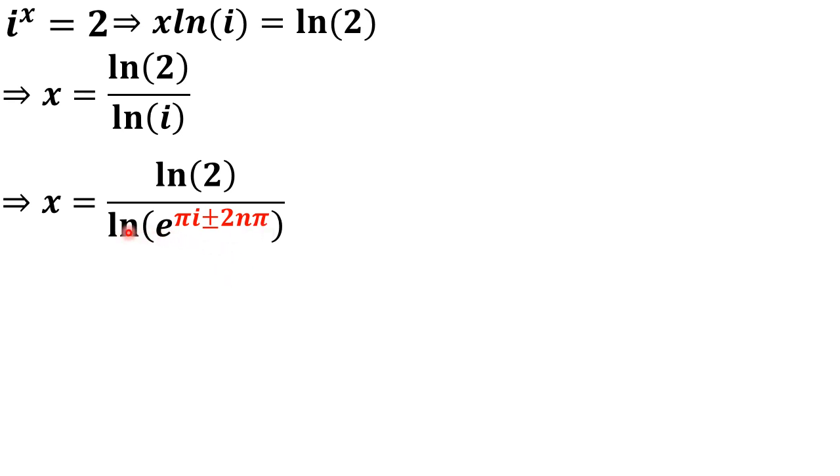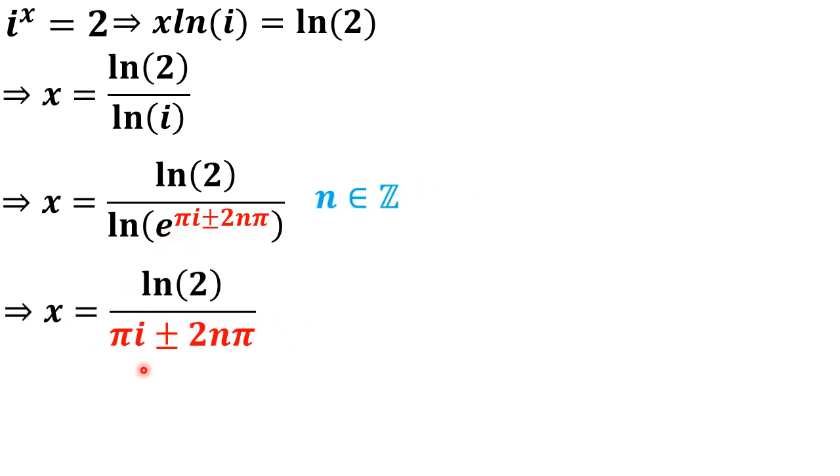But the ln and the e, they can cancel, right? Natural log and e, they can cancel. So if we do that, we have our x to be the same as the natural log of 2 over pi i plus or minus 2n pi. But friends, let's note that n belongs to the set of integers. n in this case is an integer including 0.